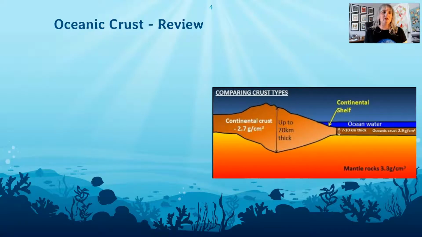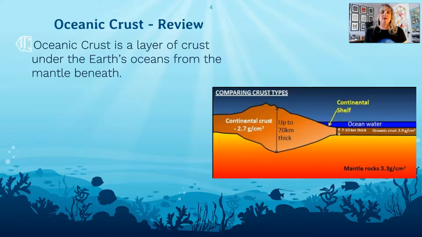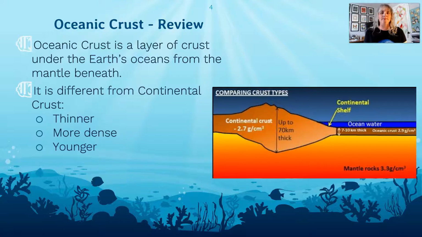And this is just going to be a quick review for oceanic crust. So we just want to remember that it's the layer of crust underneath the ocean, and it separates it from the mantle. And that it's different from continental crust in a couple of ways. It's thinner, it's more dense, and it's younger.